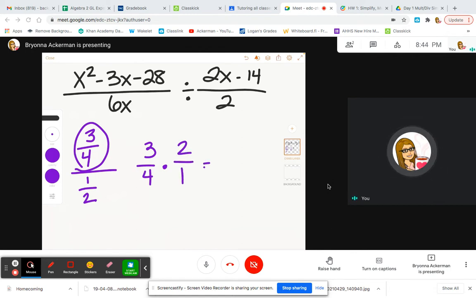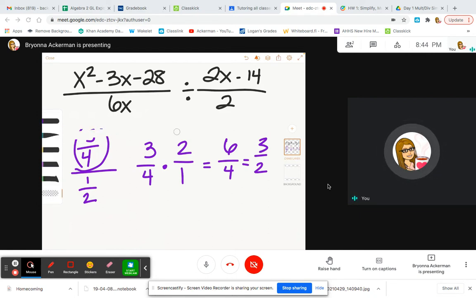Now I've changed it into a multiplication, so I can just multiply across. 3 times 2 is 6. 4 times 1 is 4. And then I could reduce this to 3/2. We're going to be doing the same process, this keep, switch, flip idea, when we're multiplying.